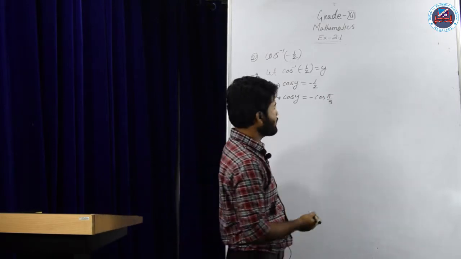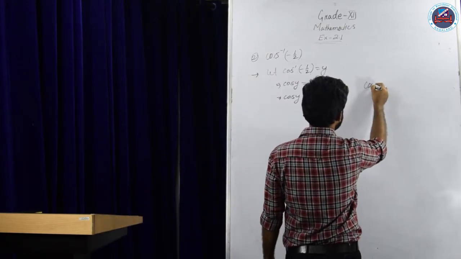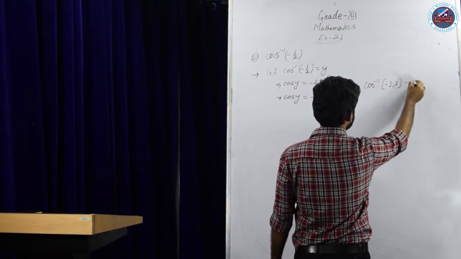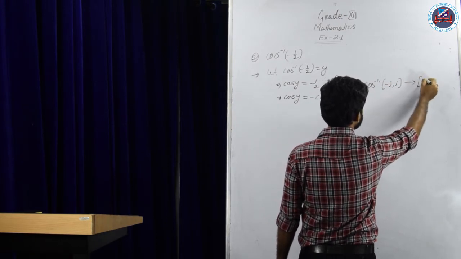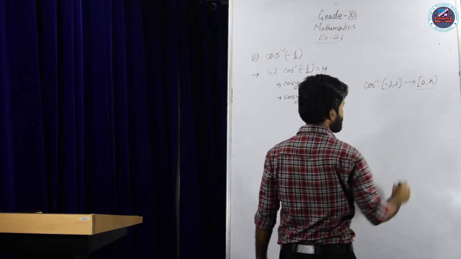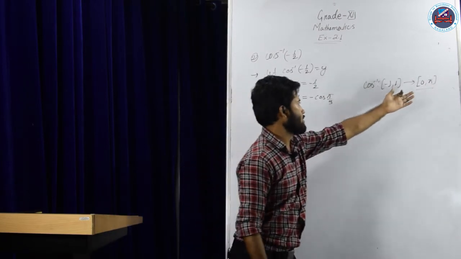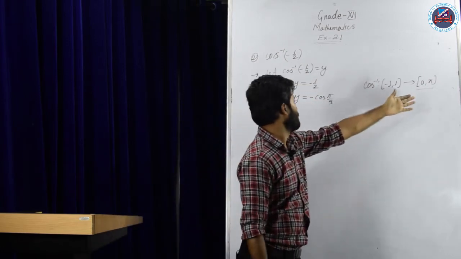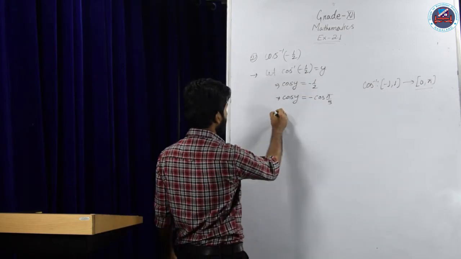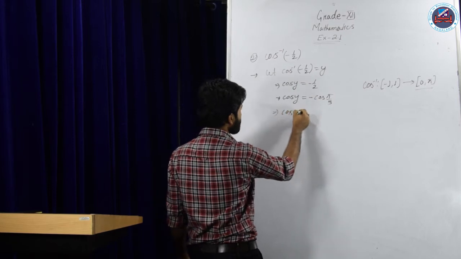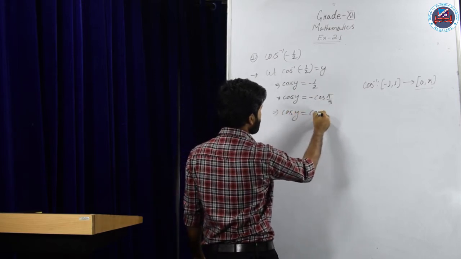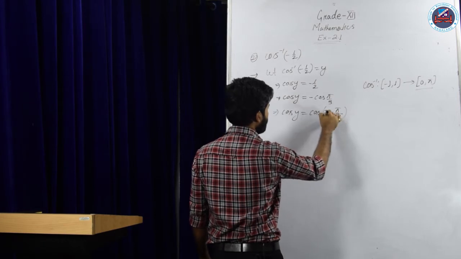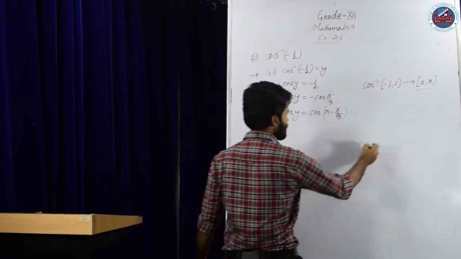Also one thing to be remembered is that cos inverse is a function defined on the interval minus 1 to 1, with range 0 to pi. So this is the principal value branch. So we need to find the value here. Now this can be written as cos y is equal to minus cos of pi by 3, which is cos of pi minus pi by 3. So why have I written this? See one thing.